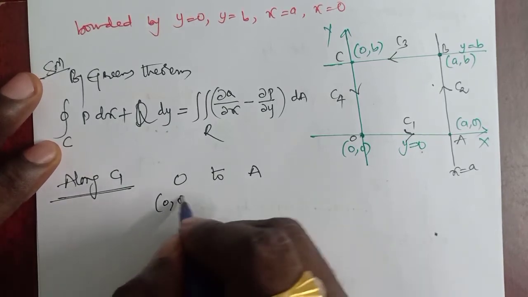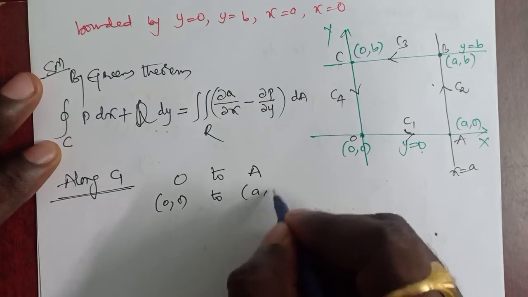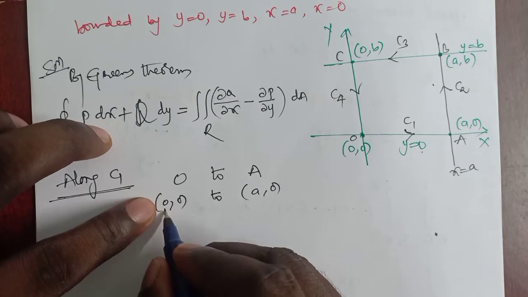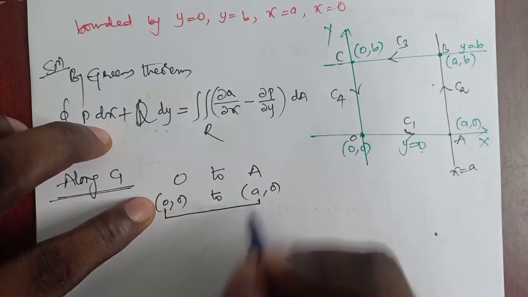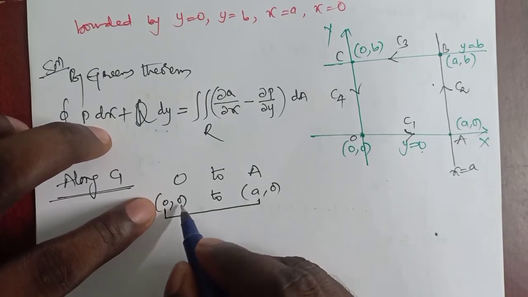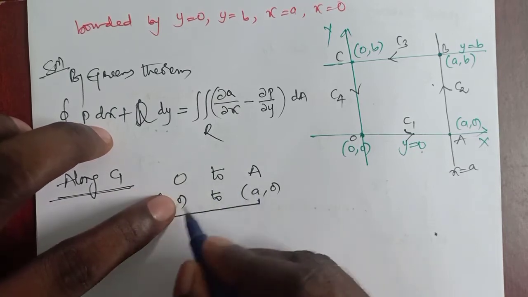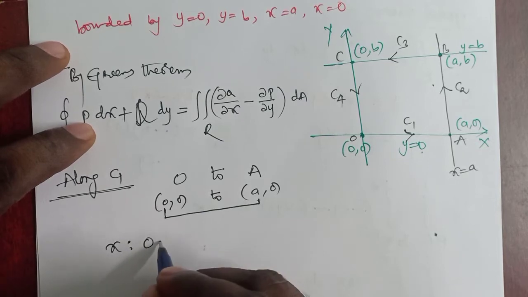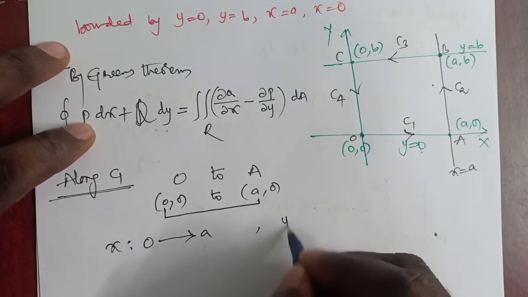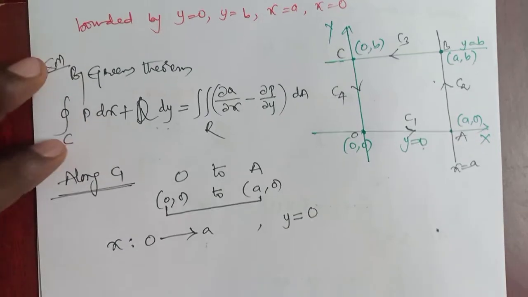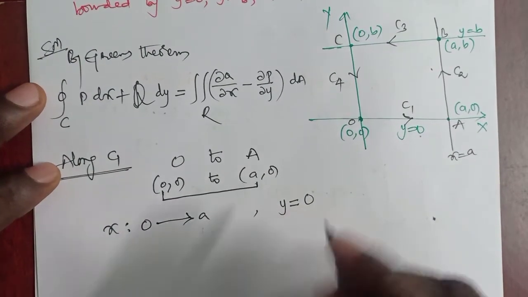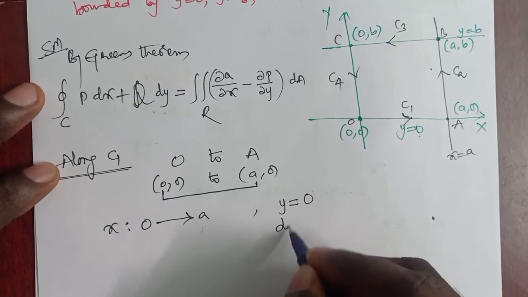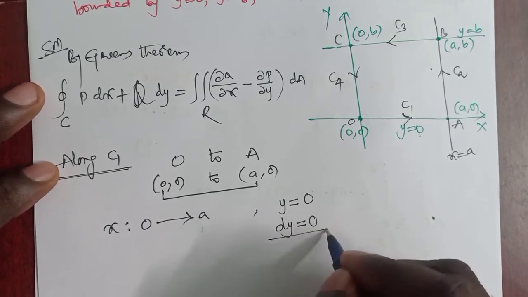Which means from (0, 0) to (a, 0). Clearly, x ranges from 0 to a, but y goes from 0 to 0, no change in y. So y is a constant, y equal to 0, which means the derivative of y, dy, is also equal to 0.